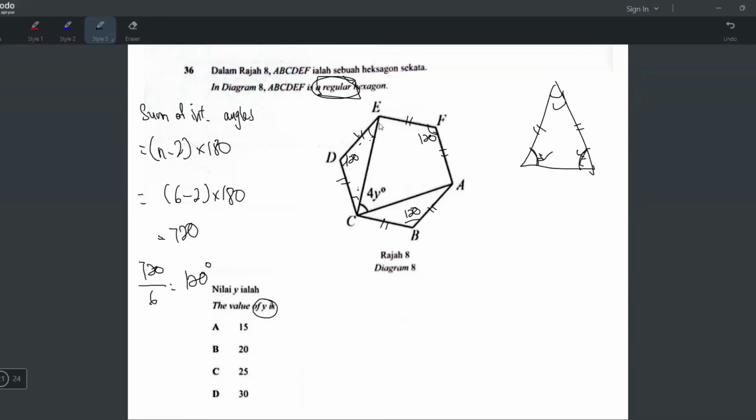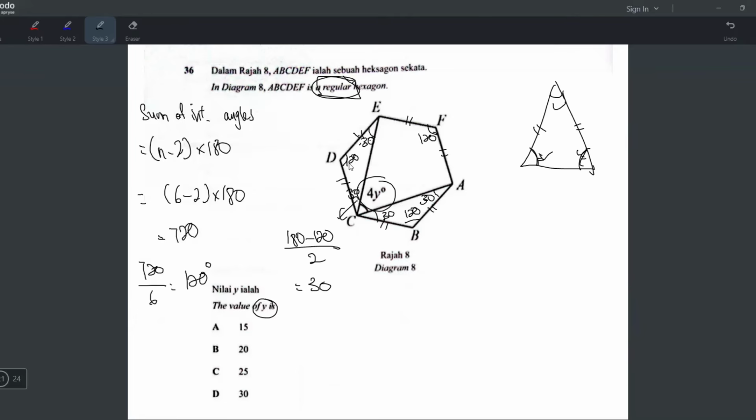So how to get this angle? The total angle inside a triangle is 180. So to get this angle, you take 180 minus 120 first, and then divide by 2 because there are two angles of the same size. So you get 30 here. That means 30 each. Here is 30, here is 30. And guess what? This is also 30, 30 each, because this is also an isosceles triangle. So you can also find this angle the same way.